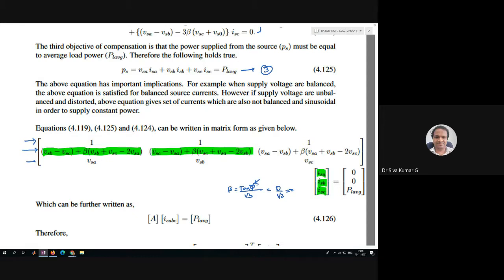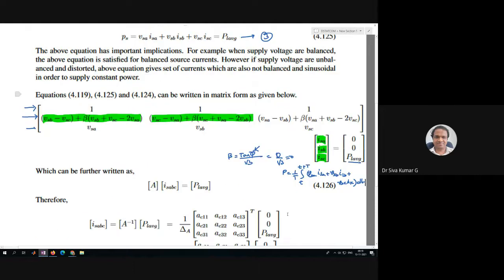And I just now told you how to estimate the PL average. For that, we have to take 1 by T times the integral from t to t plus T of the PCC voltage VSA into ILA plus VSB into ILB plus VSC into ILC, dt. These are the instantaneous voltages only. With that, we need to find out the PL average.